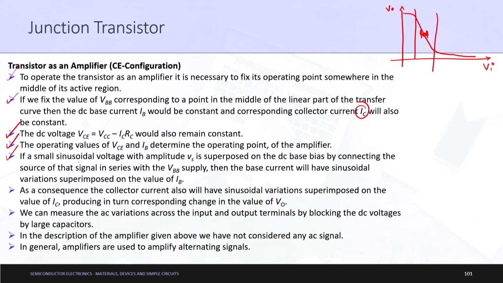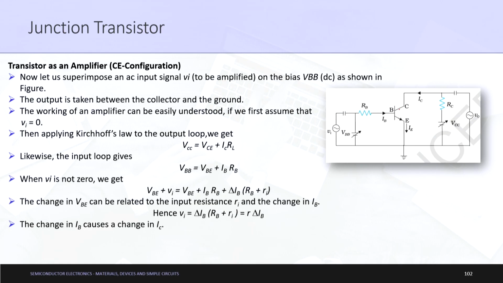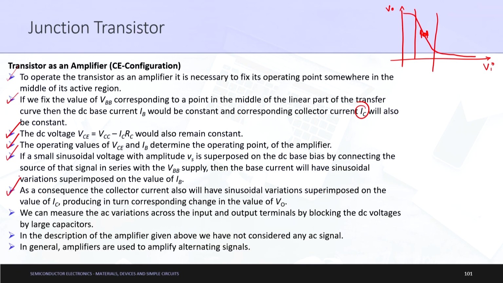So, if a small sinusoidal voltage with amplitude Vs is superposed on the DC base bias, please remember this amplitude is the AC signal and this DC base bias is the DC signal. By connecting the source of that signal in series with the VBB supply, the base current will have a sinusoidal variation superimposed on the value of IB, fine. Base current is the current which is passing through the base of the transistor.